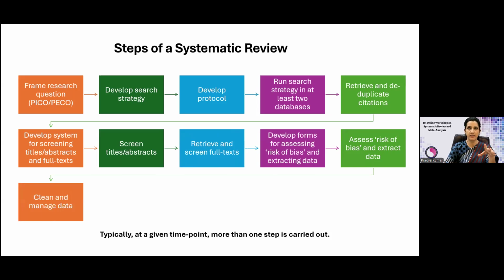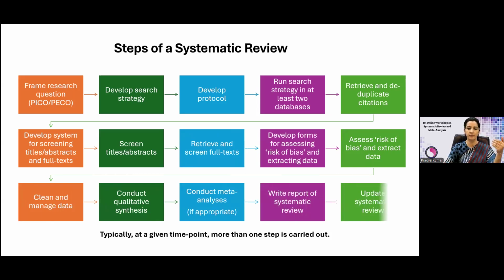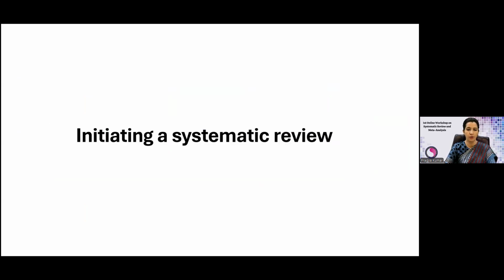And then we assess the risk of bias. We clean and manage the data. We conduct the qualitative synthesis, which is the systematic review. And if we manage to extract the data and find similar studies, if appropriate, then we conduct the meta-analysis and write the report. And if new articles are added, you can update your systematic review also.